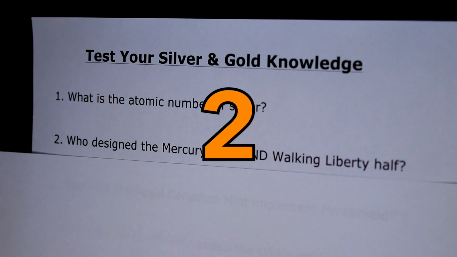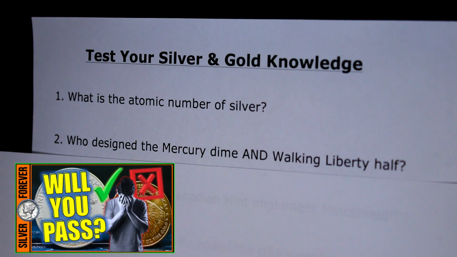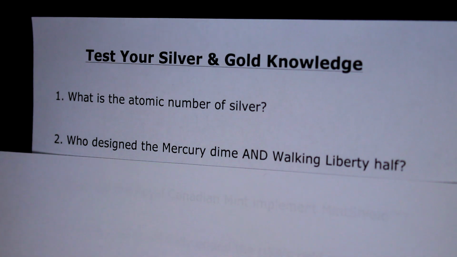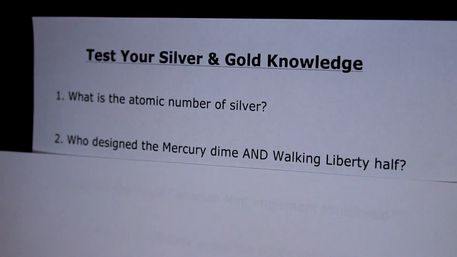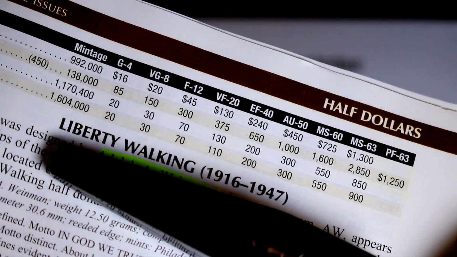Second question of the day: the same person designed both the Mercury dime and the walking Liberty half. And for those of you who saw the first episode of our knowledge quiz, you know that the Mercury dime is actually called the Winged Liberty. But did you know the walking Liberty half is actually called the Liberty Walking?